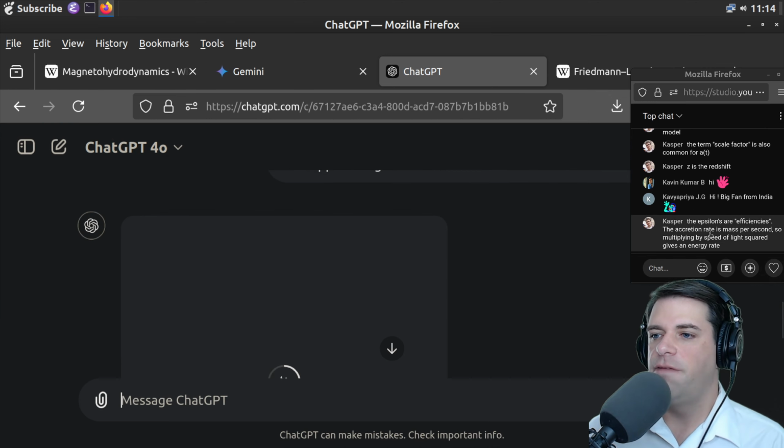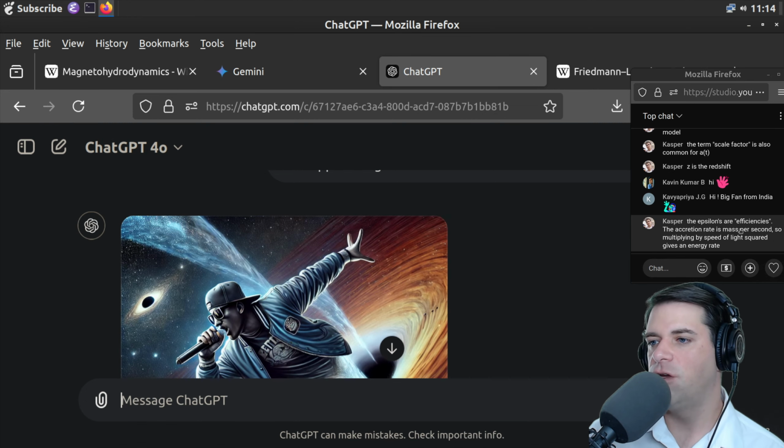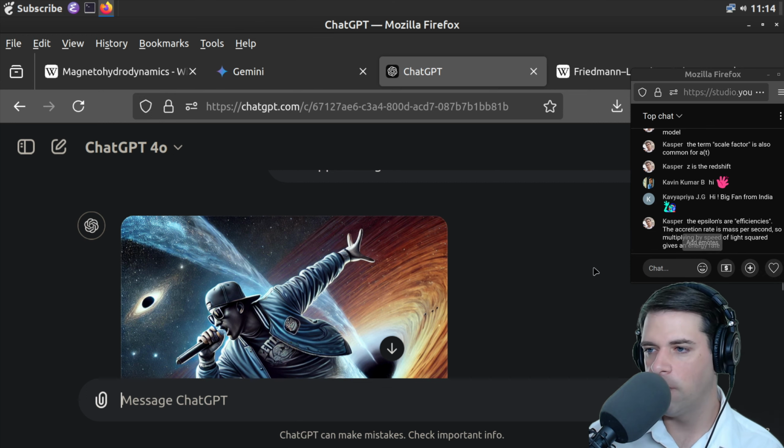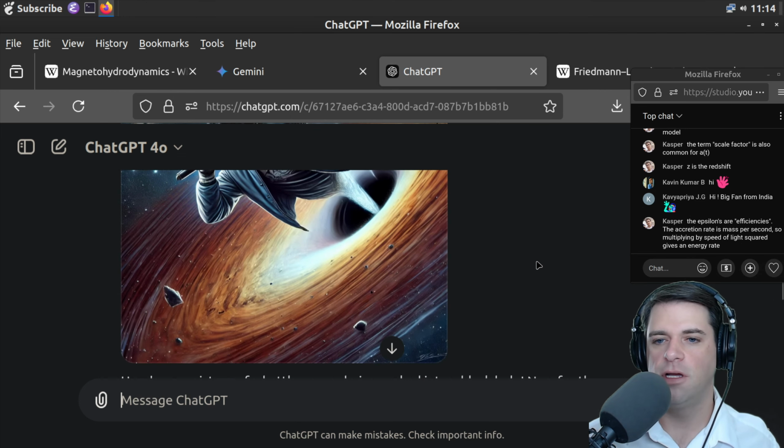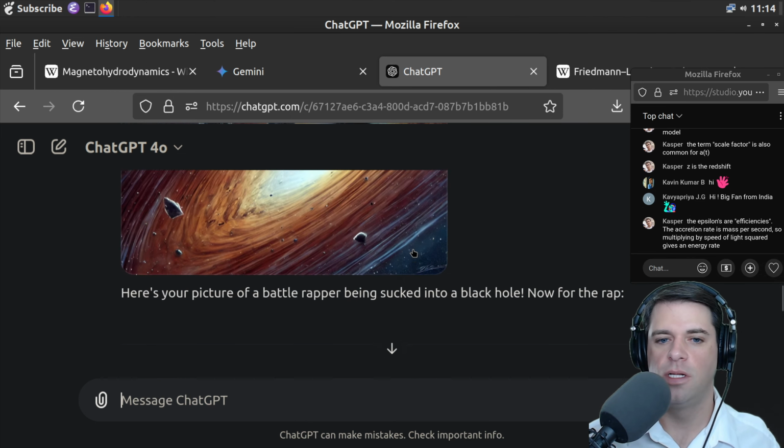The epsilons are efficiencies, says Casper. The accretion rate is mass per second, so multiplying by the speed of light squared gives an energy rate. Yes. Okay, thank you. I don't know what an efficiency is, but that makes sense. All right, so here's the guy being sucked into a black hole.